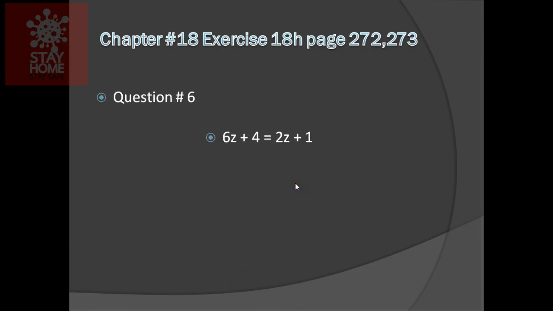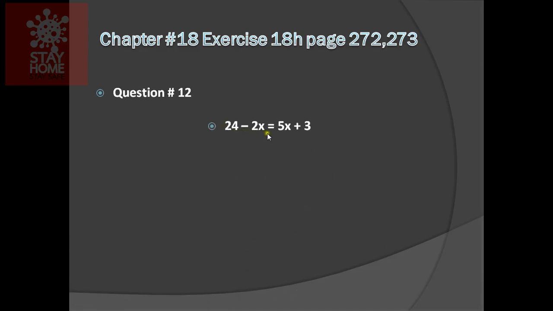Now question number 6. 6z plus 4 equal to z plus 1. Now you will bring this z to the other side and 4 to the other side. 6z minus z equal 1 minus 4. Now you can see here 1 minus 4, the answer will be minus 3. Why? Because 4 is the bigger value. Now 5z equal minus 3 and z will be minus 3 over 5.